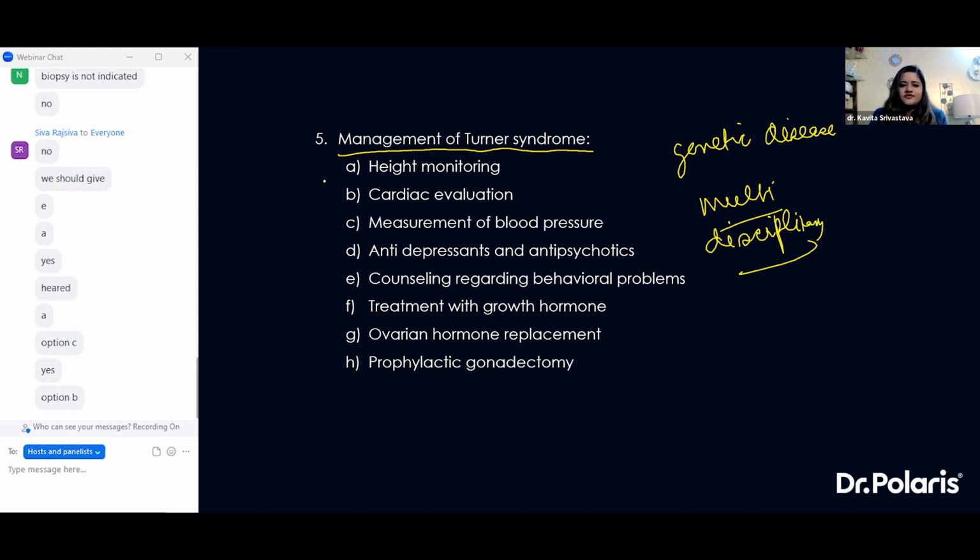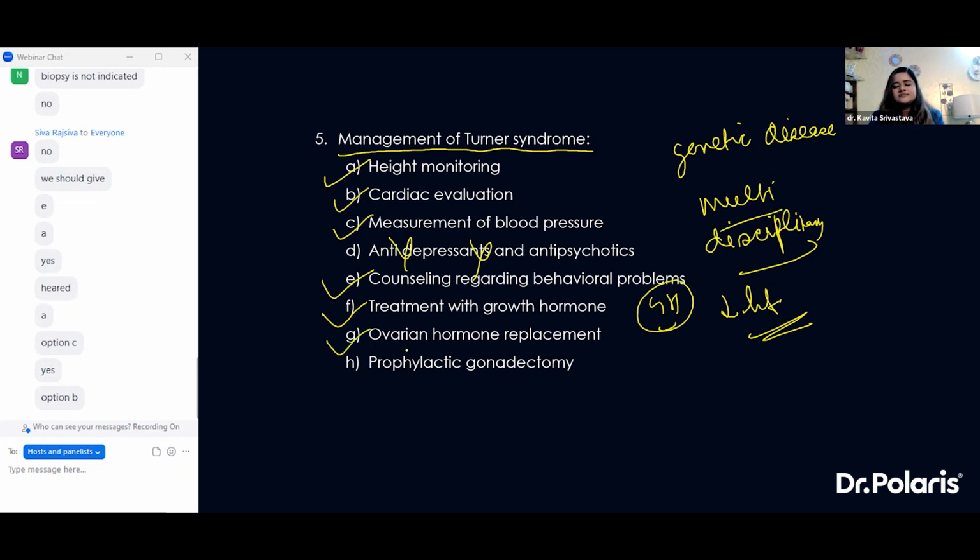Do we need to do height monitoring? Yes, we have to do height monitoring because they have poor growth. Cardiac evaluation, very important because they have cardiac complications due to coarctation of aorta and bicuspid aortic valve. Measurement of blood pressure, very important because they can have hypertension. We don't need to give any antidepressants or antipsychotics to them. Counseling regarding behavioral problems, again, very important. They can have mental retardation. They can have low IQ, although it is not seen in all cases of Turner's, but they could have behavioral problems also. Treatment with growth hormone is definitely done because they have decreased height at puberty. So they can be ideal candidates for growth hormone therapy.